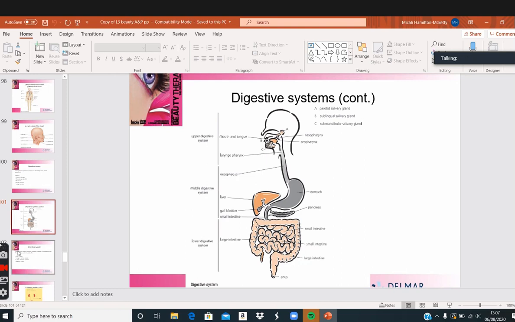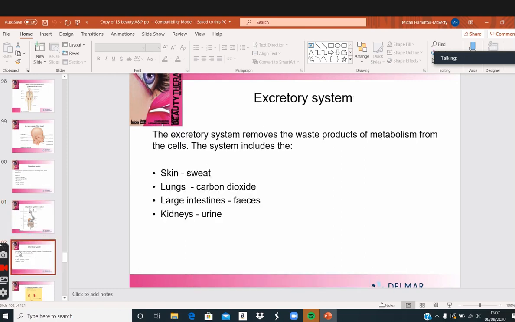Thumbs up, perfect. Okay. The excretory system, so it's another system. The excretory system removes waste products of metabolism from the cells, and this system includes the skin, sweat, to excrete. Remember, to get rid of, excretory system, to excrete. The lungs, it will be carbon dioxide. The large intestines is feces, and the kidneys, urine. So the excretory system is only made up of these four sections.